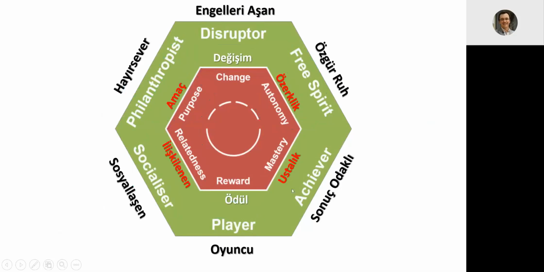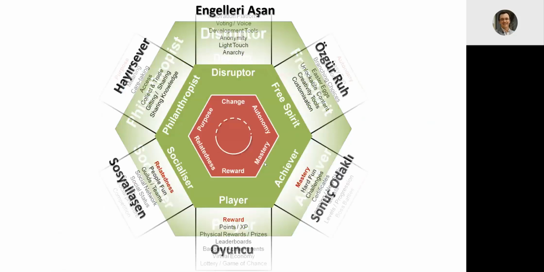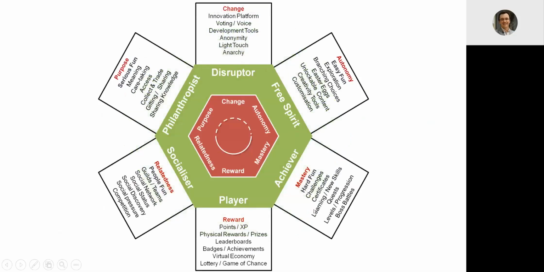And I'm going to share the toolset for how to understand what kind of things will be very helpful to motivate these people. If you understand from the outside, for one type, autonomy, the free spirit constraints.